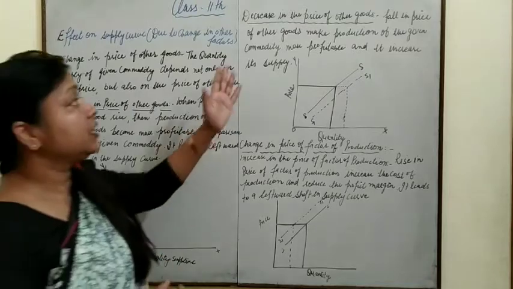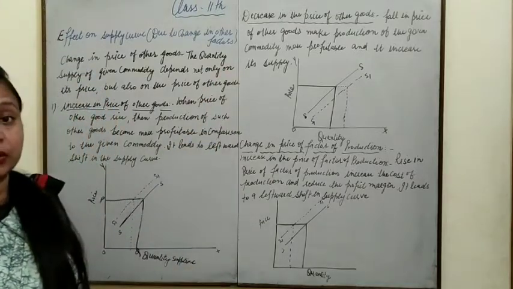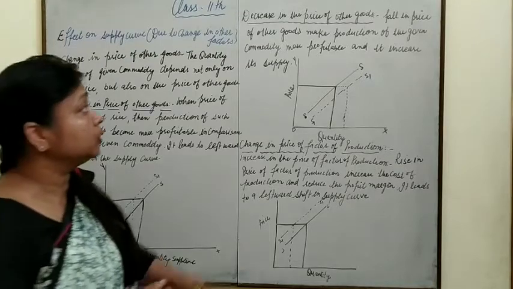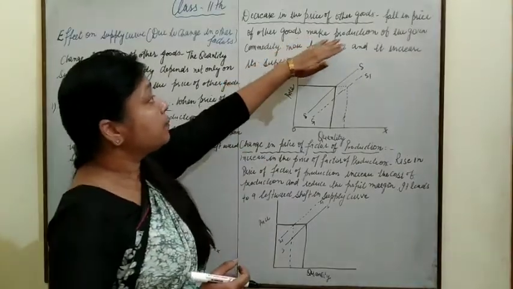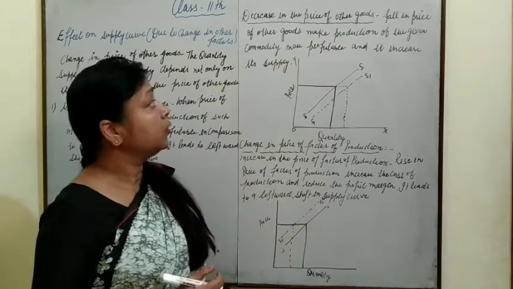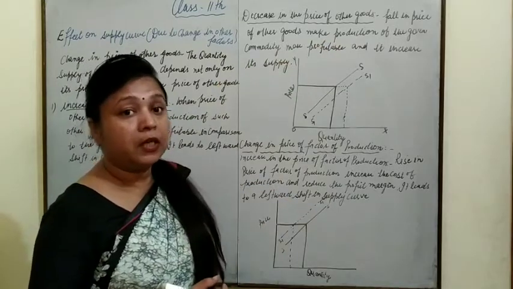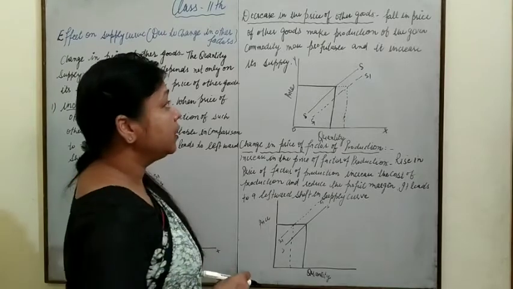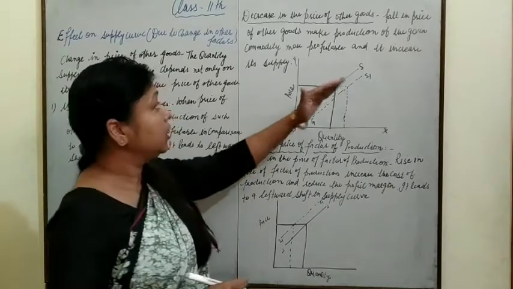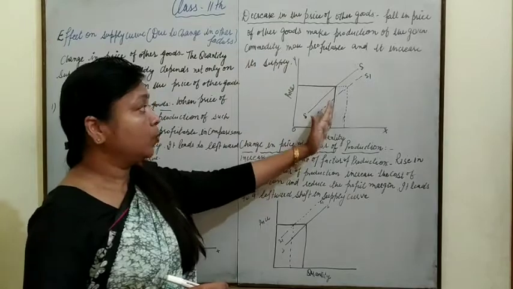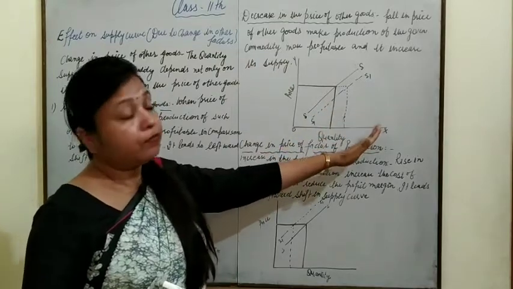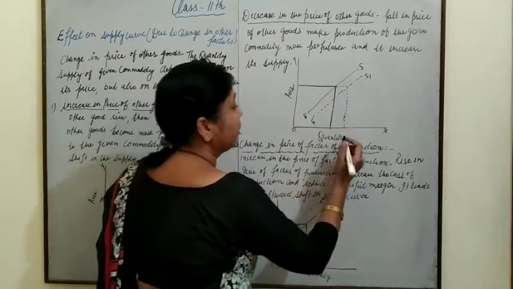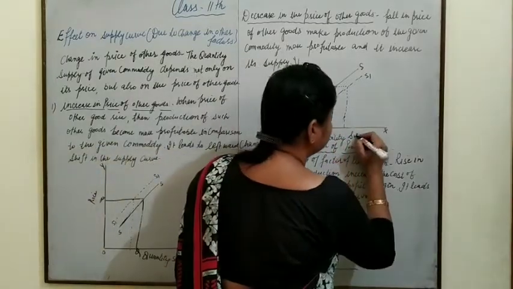Same as a decrease in the price of other goods. If there is a decrease in the price of other goods, it makes production of the given commodity more profitable. Now, which commodity gives more profit? The given commodity gives more profit. So it increases the supply. Now, we will increase the supply of the given commodity. Same as before, on the OX axis, we have to show the quantity supplied.